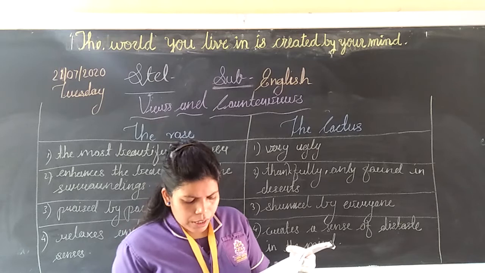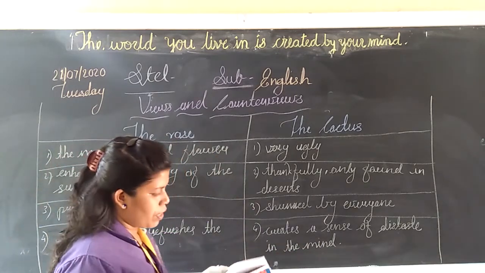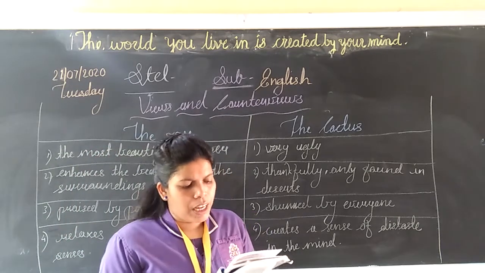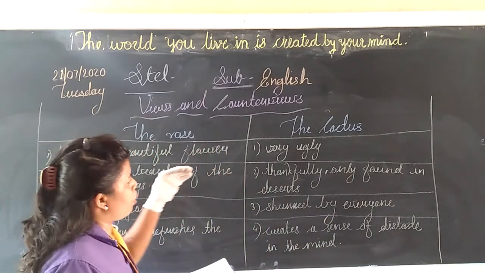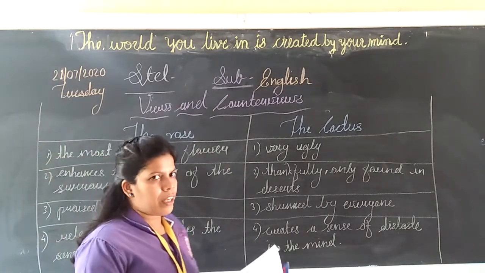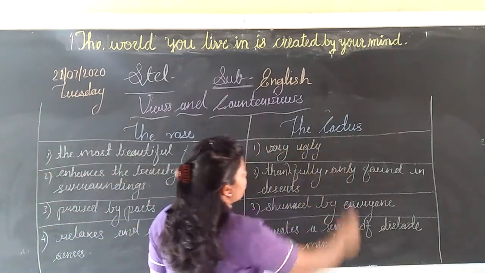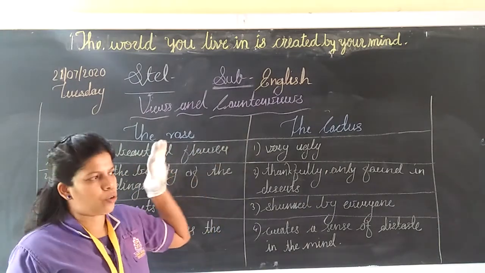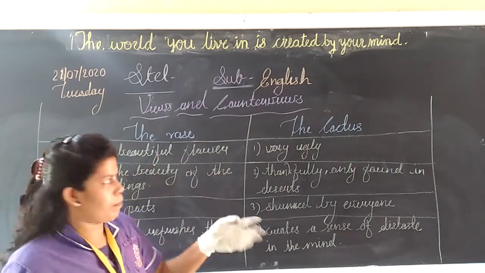Now, see here, first I will read the question and then I will start explaining it. Read the points in the following table. Here you can see one table, and after observing these two columns you will come to know the information about them. First one is the rose and second one is the cactus. Now the rose might be familiar to you. Nowadays you can see different colors of roses, and how thorny it is.